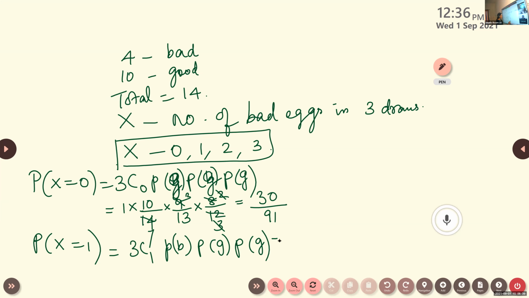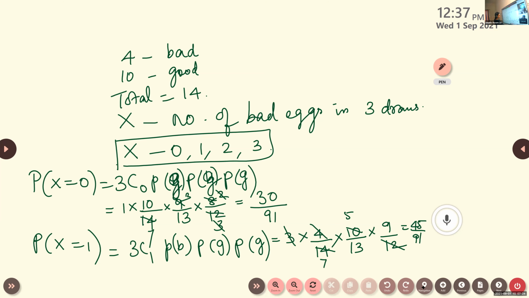So it is the same as 3C1, which means 3 into, what is the probability of getting the first bad egg? Total there are 4 bad eggs out of 14. 4 by 14 into the probability of getting a good egg. Total there are 10 good eggs, but the total number of eggs now will become 13, into 9 by 12. Again, if you cancel, 3, 4 will get cancelled with 12. So this is 7, this is 5. So we get 45 by 91.